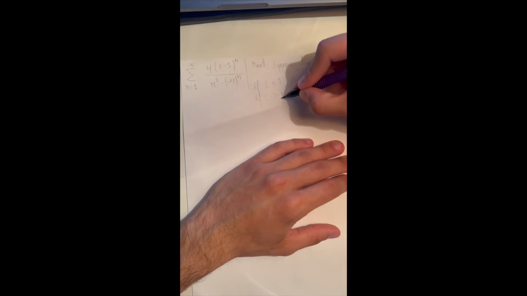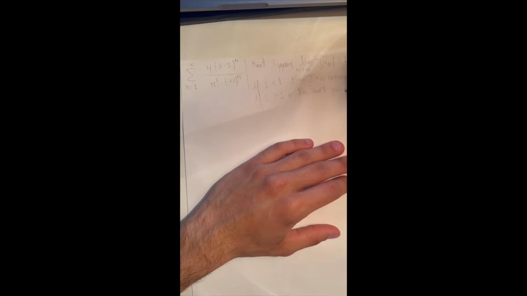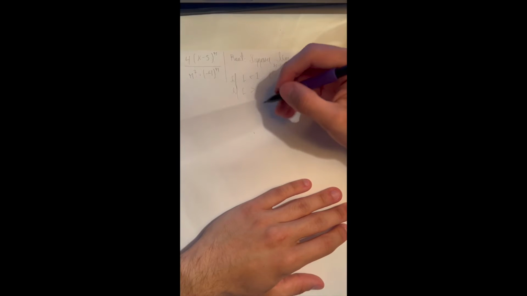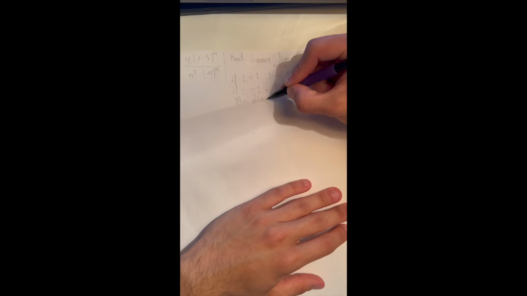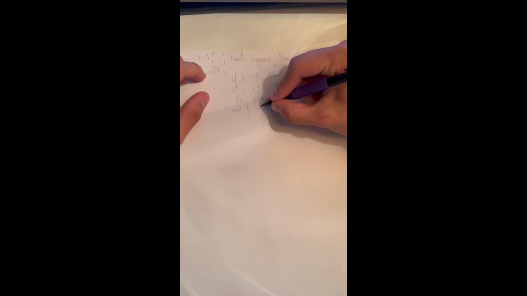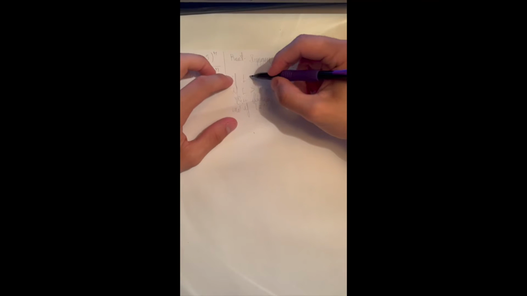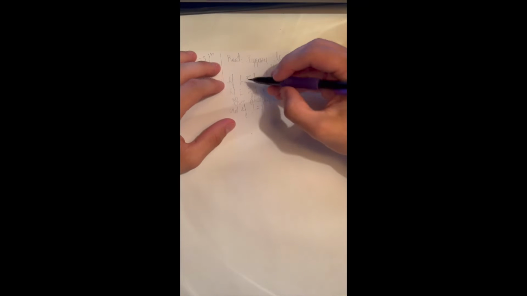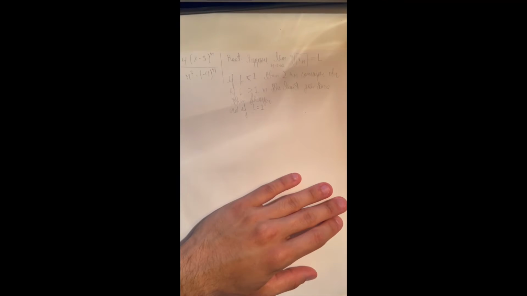If L is greater than 1, or the limit goes to infinity, then the series diverges. And if L is equal to 1, then the test doesn't tell us anything, and it basically fails. So in this case, we're trying to prove convergence. We want the limit to be less than 1. So here's what we're going to do. We're going to take advantage of this test.